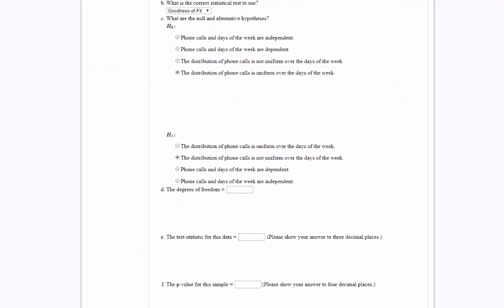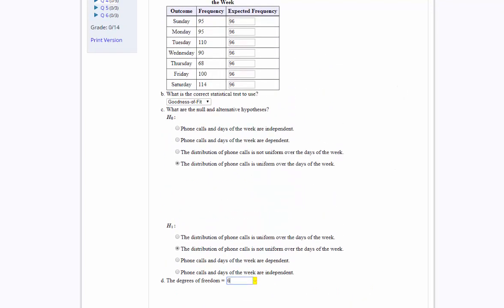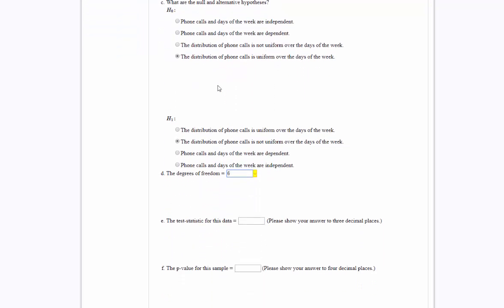Well, actually, no. The next question says the degrees of freedom. In this case, we would say 6. And how do we know? It is the number of categories in our data set minus 1. So we had 7 categories, minus 1. We have 6 degrees of freedom. So the test statistic for this data.